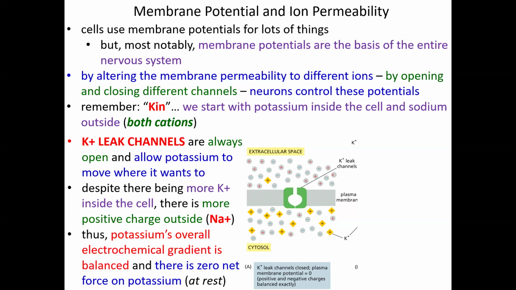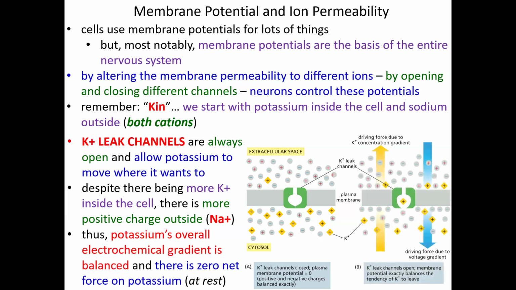And so the electrochemical gradient of potassium is balanced. There's no potential energy, there's no wanted energy of ion flow for potassium. The chemical gradient is pushing potassium out. The electrical gradient is keeping potassium in, and those two gradients cancel each other out, and the net force on potassium is nothing.